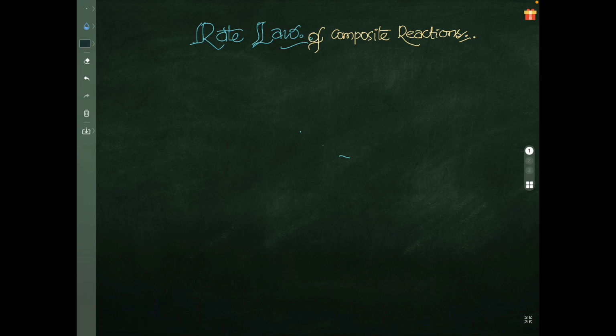Chemical Kinetics, Class 12. Rate law of composite reactions. What is the meaning of composite reactions? Composite reactions are those which are completed in more than one elementary step. For example, NO2 when it joins with carbon monoxide forms NO and CO2.